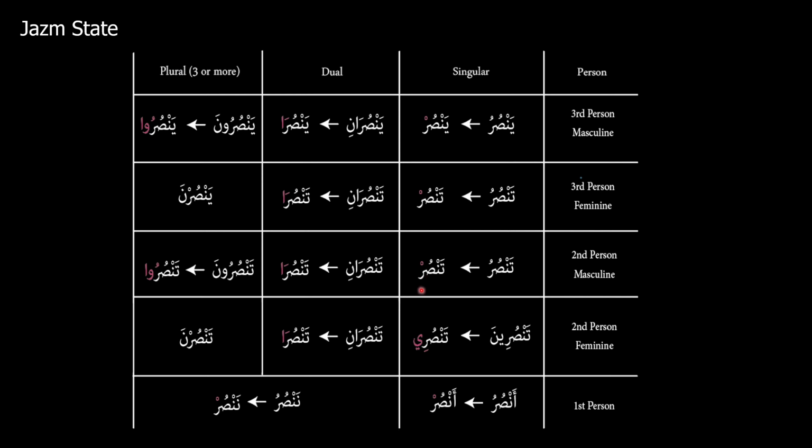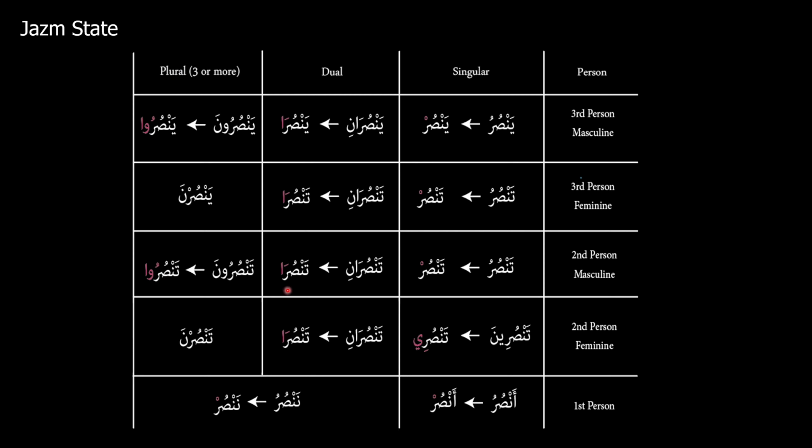Tansurani becomes tansura. Tansuruna becomes tansuru. Tansurina becomes tansuri. Tansurna is the same. And then ansuru becomes ansur, and nansuru becomes nansur. And the difference between the nasb and jazm state isn't apparent in the dual and plural form, so that's only going to be known through context.